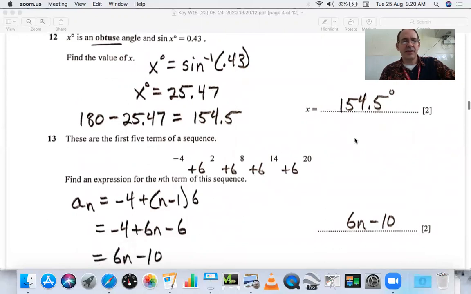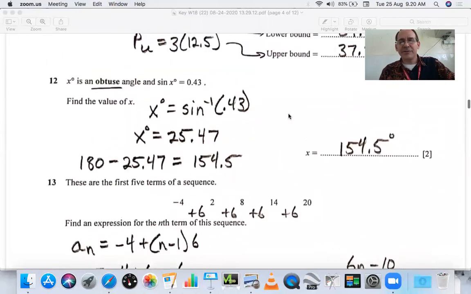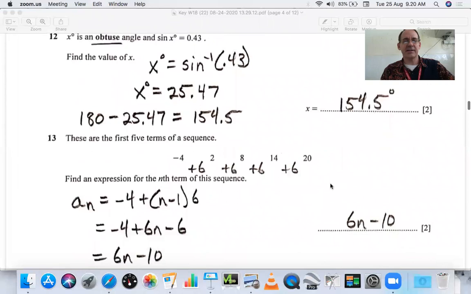That's the obtuse angle. And if you want to double check it, just take sine of 25.47, it will give you your 0.43. And if you take sine of 154.5, it will also give you 0.43. So you can double check it if you want.